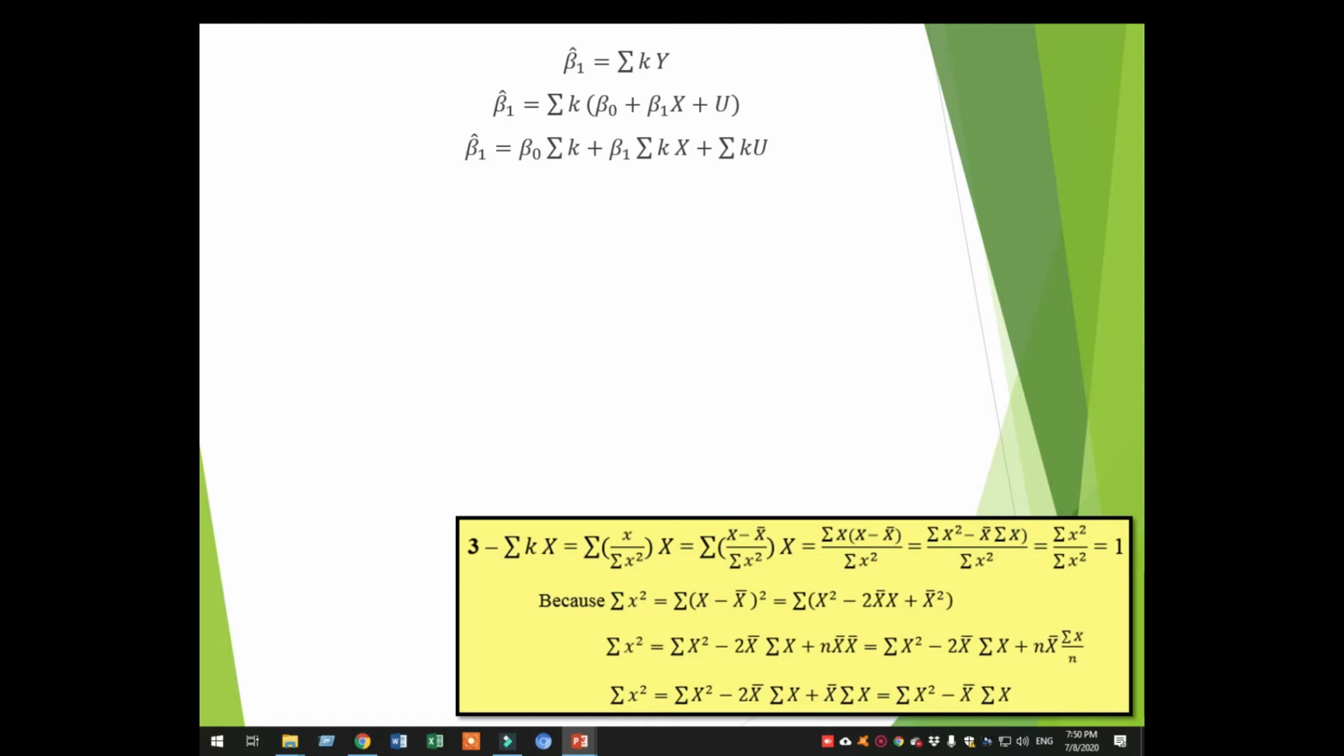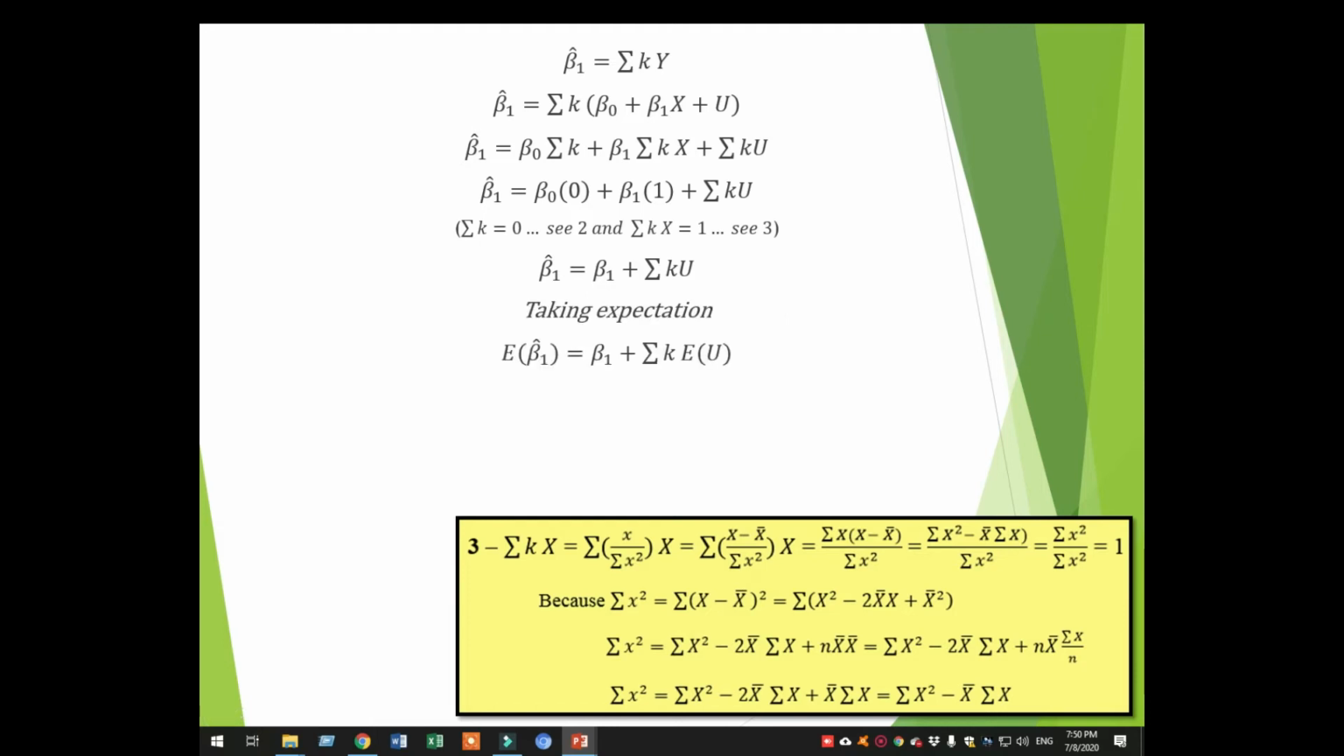In this expression, summation k and summation kx have been replaced by 0 and 1 respectively. We have replaced summation k as 0 and summation kx as 1, and why we have put it as 0 and 1 is proven in this box. You can see how summation k and summation kx become 0 and 1. When I multiply b0 with 0, that becomes 0, and b1 is multiplied by 1, that becomes b1, and summation ku is left. So by taking expectation we get the expression like that.